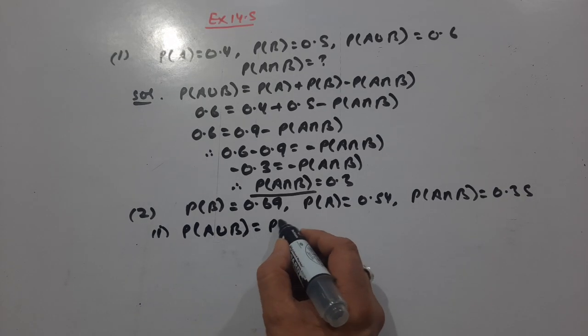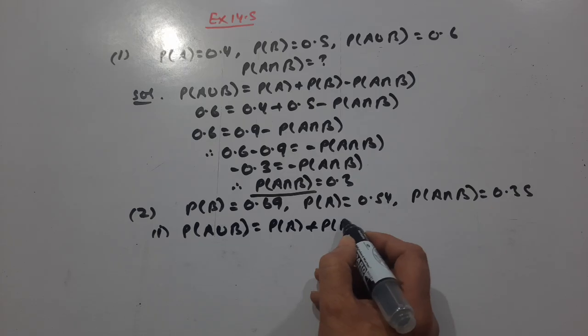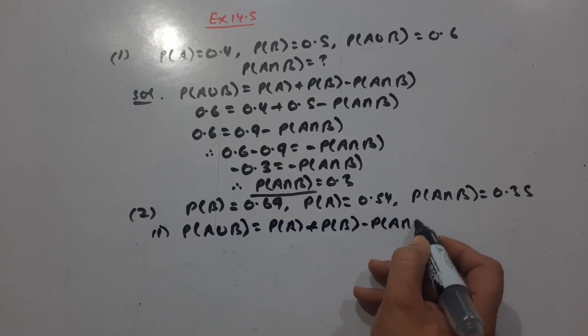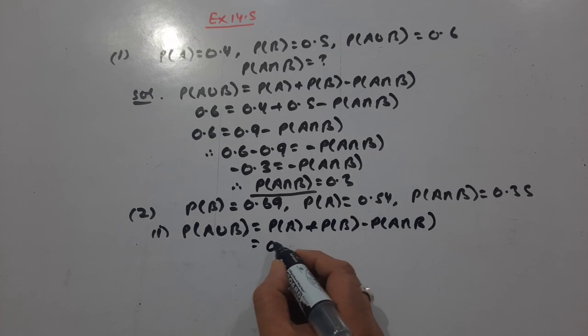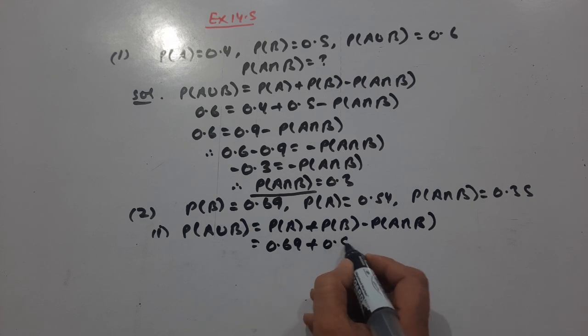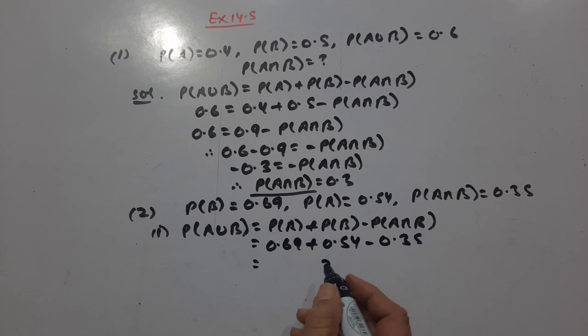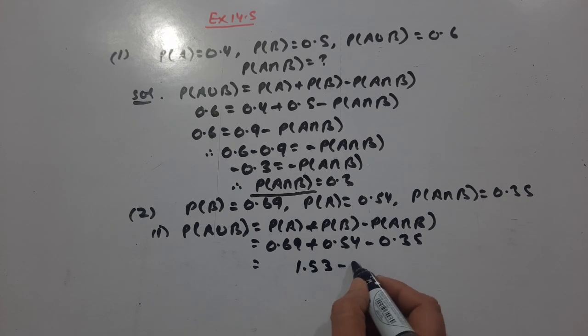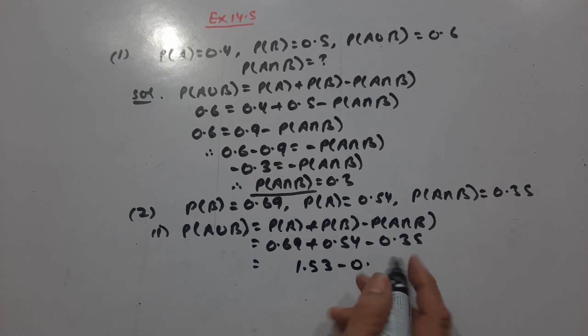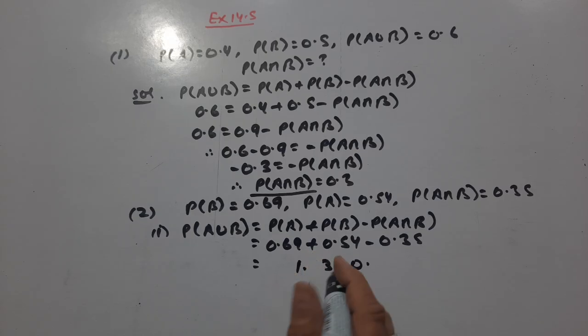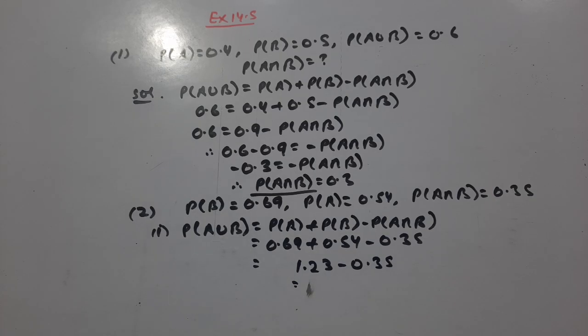So this is equal to, students, P of A plus P of B minus P of A intersection B. So P of A is 0.54, P of B is 0.69, minus 0.35. So 1.53, sorry, 1.23 minus 0.35. Solving it, we get the answer 0.88. So this is the answer.